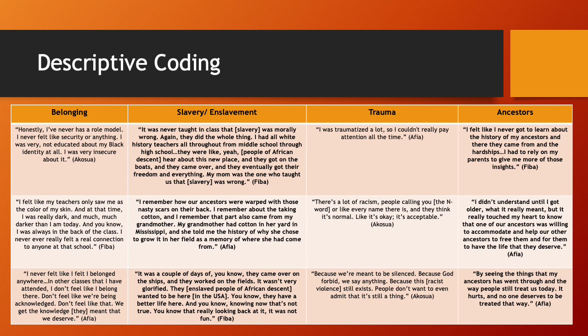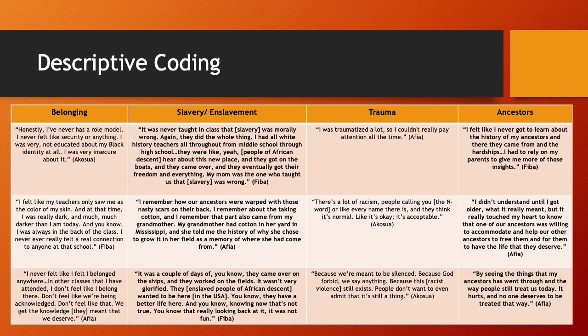And in terms of slavery, I asked a question specifically about slavery and whether they were taught that it was morally wrong. And Fiba mentioned it was never taught in the class that slavery was morally wrong. "I had all-white history teachers all throughout from middle school through high school. They were like, yeah, people of African descent heard about this new place, and they got on the boats, and they came over, and they eventually got their freedom and everything. My mom was the one who taught us that slavery was wrong." So again, some impactful commentary being made here.